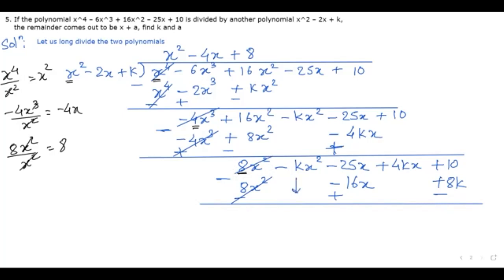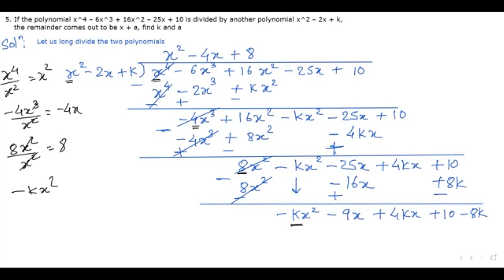Minus kx square is brought down. Minus kx square. Minus 25 plus 16, how many? Minus 9. Minus, plus 4kx, plus 10 minus 8k. And again, if I try dividing, still this x square and x square can be divided.